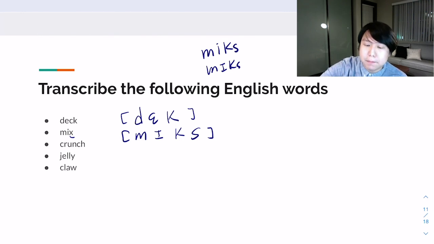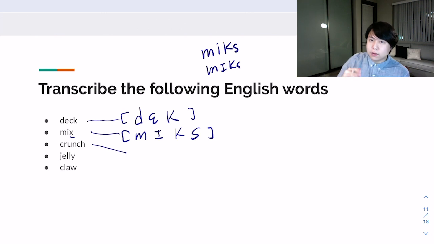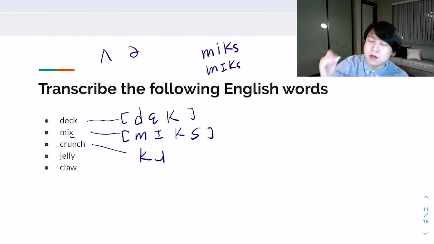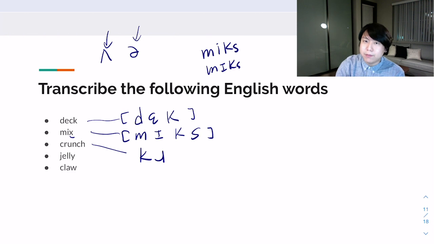Crunch. Crunch starts with two consonants, k and r. Use a flipped R, not just a regular R. And then the vowel is a mid-central vowel. There are two mid-central vowels, one stressed and the other stressless. Crunch is a single syllable word, and there is no other syllable that can get a stress, so it should be stressed.